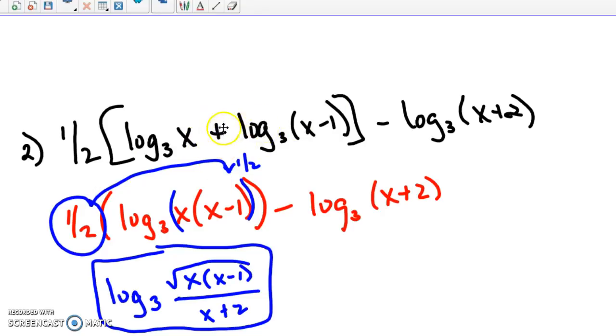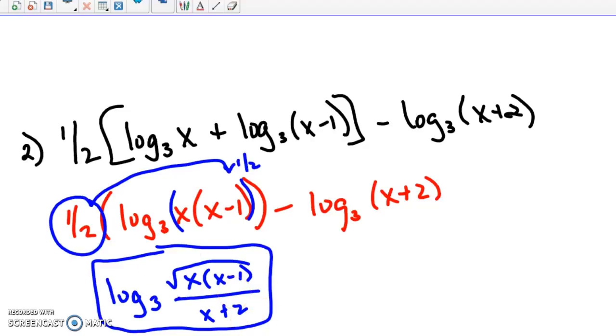So since the 2 logs are being added together, we're going to condense those using multiplication. So it would be x times the x minus 1. Then we'll take that exponent, or the number that's out front, and we're going to move it so it becomes the exponent for that whole expression, the x times the x minus 1. And remember, when we're taking something to the 1/2 power, it's the same as taking the square root of it. And then if we're subtracting the x plus 2 term, we're going to condense it using division. So that should be your answer in blue.